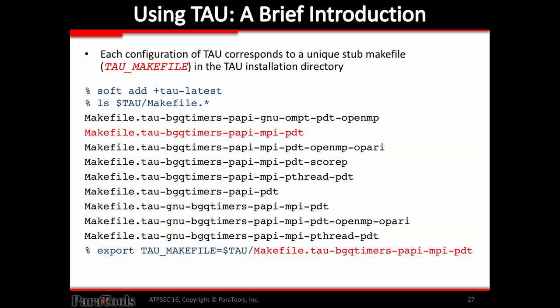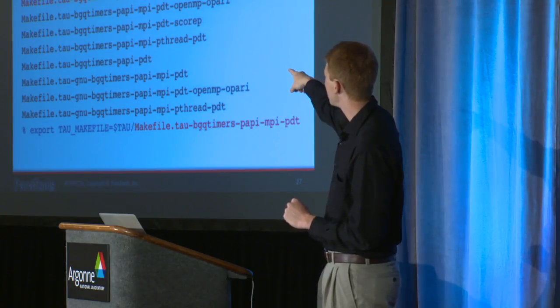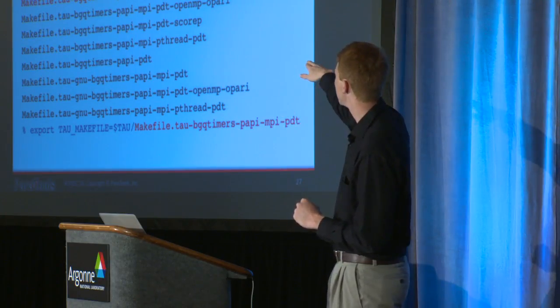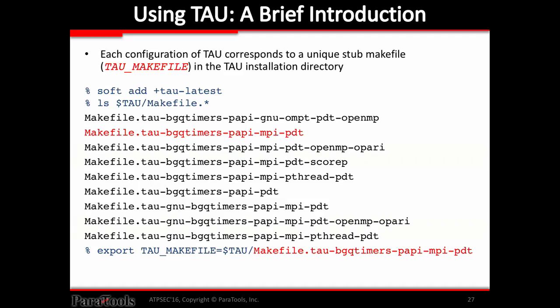Now, each Tau makefile corresponds to a unique configuration of the Tau performance system. And it is up to you, the user, to match that configuration with your combination of the target and the application that you're using. So if I'm on, say, Mira, and I want to use BlueGene/Q timers to do my measurement, and my code uses MPI, and I want to do source-based instrumentation, then I'm going to use the red makefile. Now, unfortunately, I know that because I use Tau all the time, but there's no way for you to just look at this list and say, oh, that's the one I need.